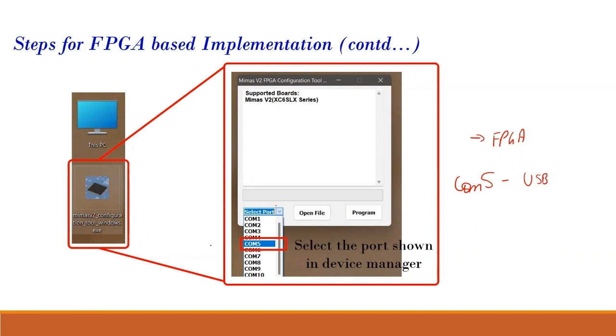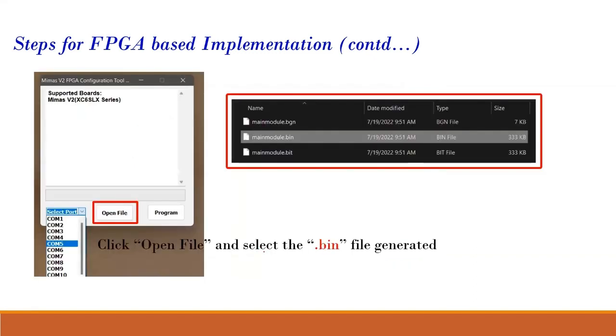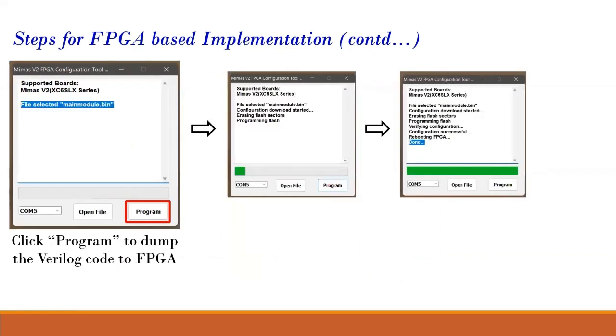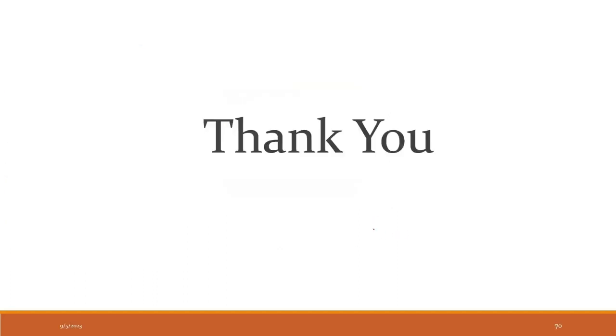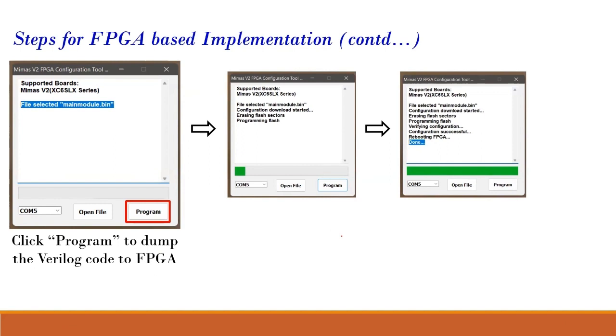Then you have to configure it for COM5, include the bin file, and program it. When you program it, it will dump the Verilog code into the FPGA. It takes some time to actually dump the code into the FPGA; it is not instantaneous. Once it is done, it will start running. The code is ready to run.